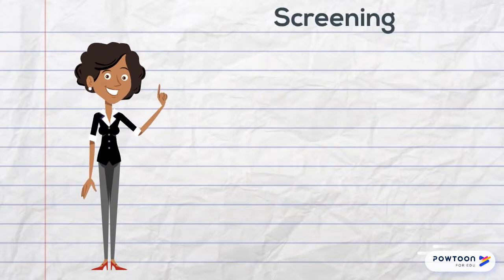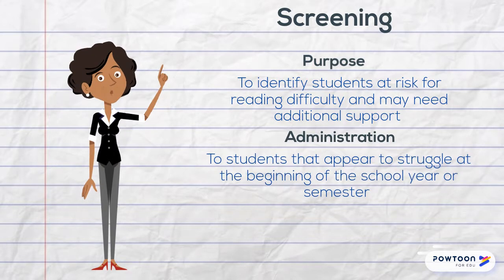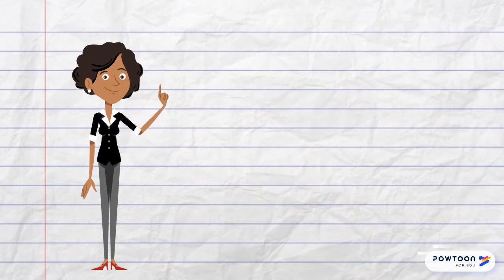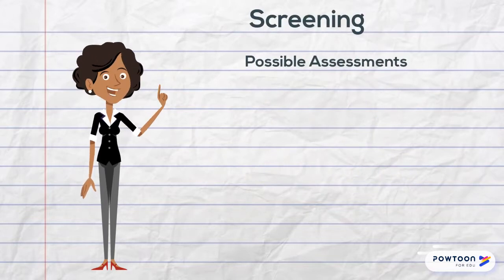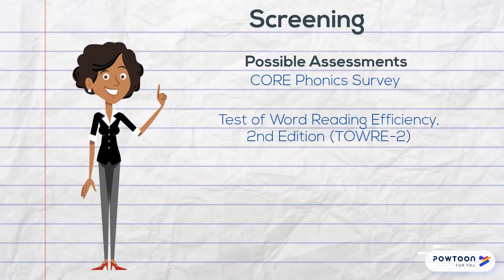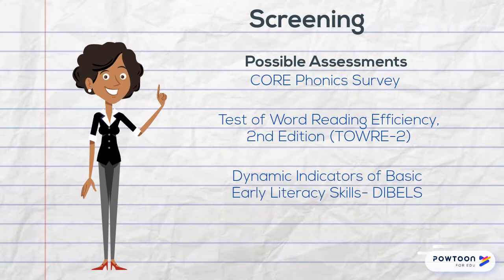The purpose of the screening assessment is to identify students at risk for reading difficulty and may need some additional support. The administration of these assessments are to students that appear to struggle at the beginning of the school year or semester. Some possible screening assessments include the Core Phonics Survey, the Test of Word Reading Efficiency, also known as the TOWRE, and the Dynamic Indicators of Basic Early Literacy Skills, also known as the DIBELS.